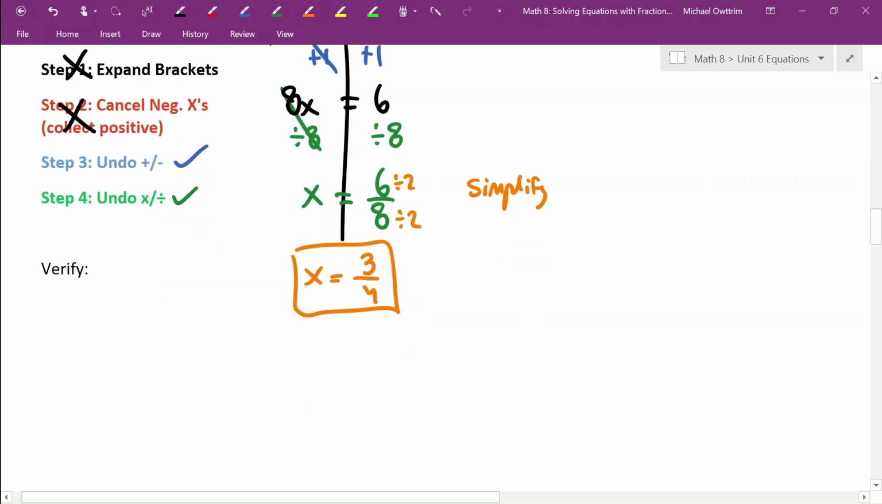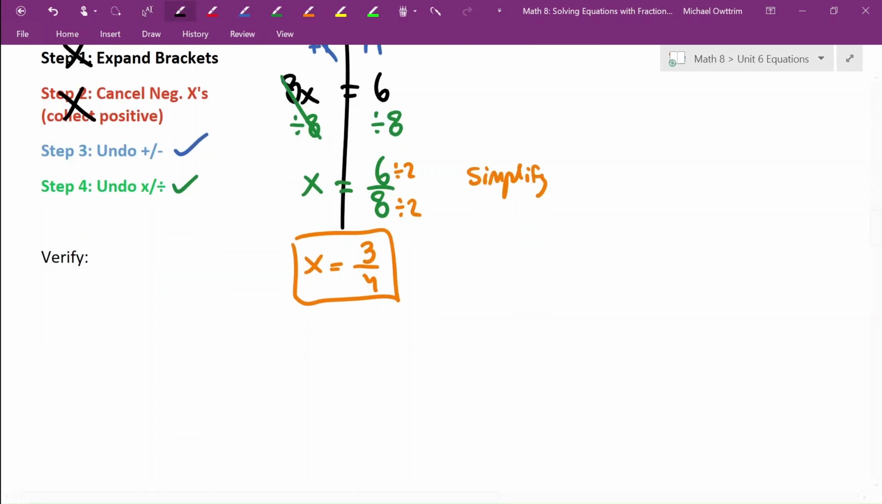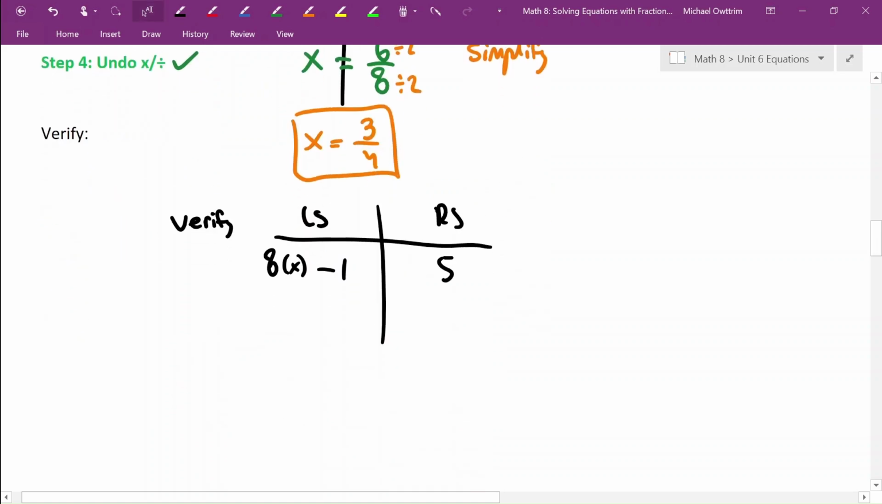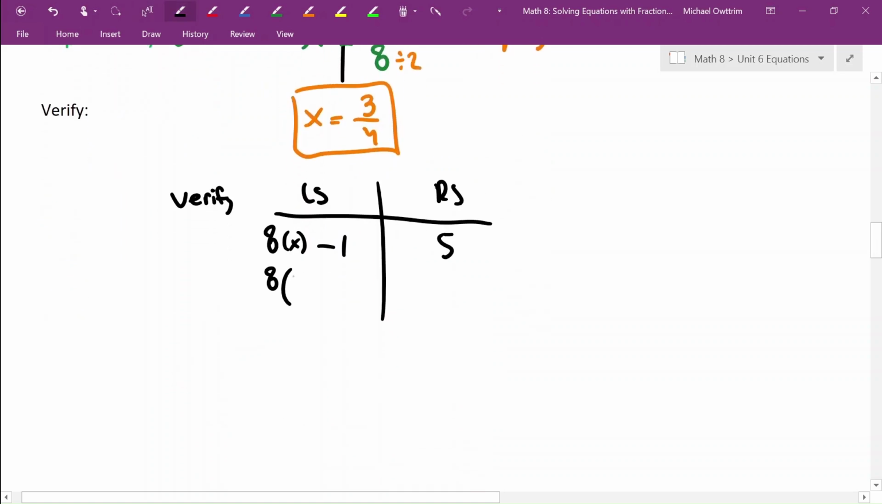When we verify this, we want to pay attention to our rules for multiplying and dividing fractions. The original left side was 8 times whatever x is, subtract 1. Original right side was 5. Okay, we want to substitute in that x we think is the fraction 3 over 4 and subtract 1 from that. Remember, when you're multiplying fractions, you want to rewrite whole numbers as themselves over 1. And then the rule is top times top, 8 times 3 is 24.